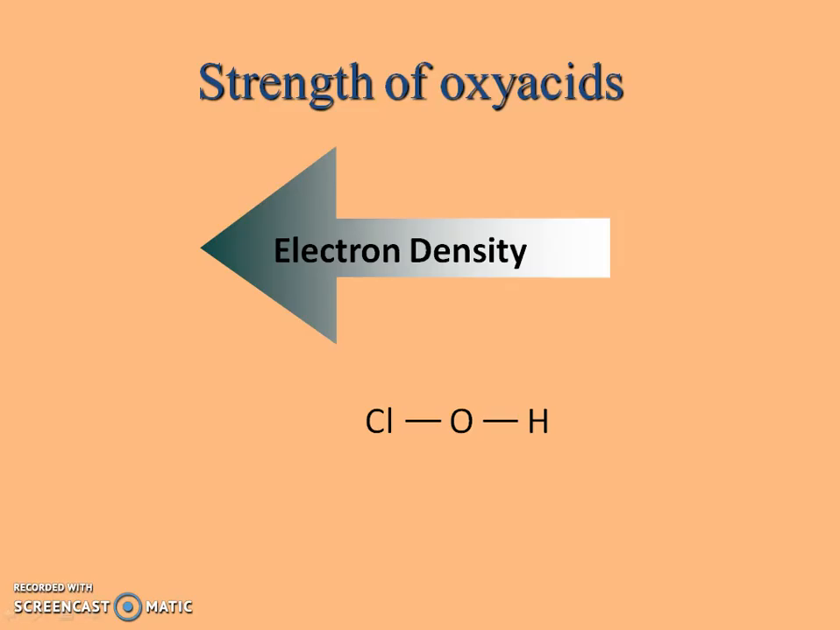Why does this happen? Well, the strength of your oxyacids increases with increased electron density. So if you have one chlorine attached to an oxygen, now we have a little bit more electron density. We're going to add some oxygen. We're going to add an oxygen. So our electron density is going to increase.